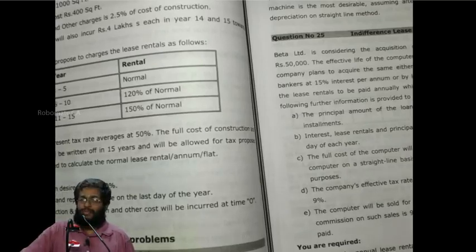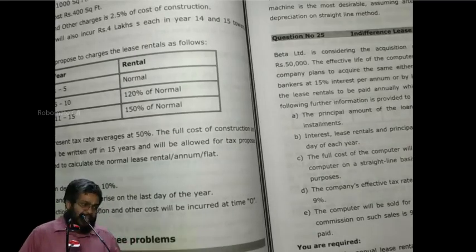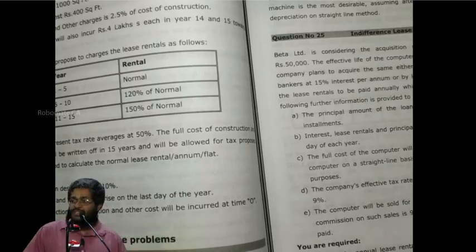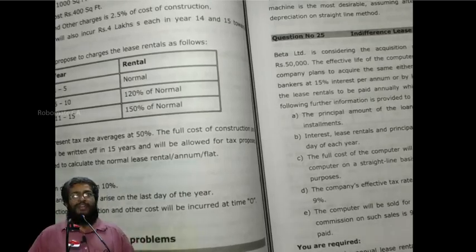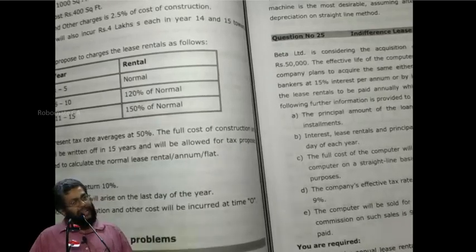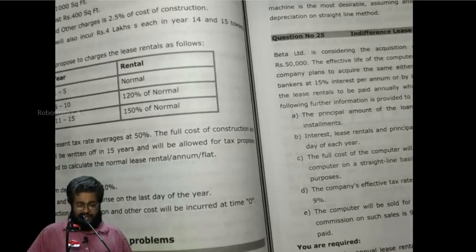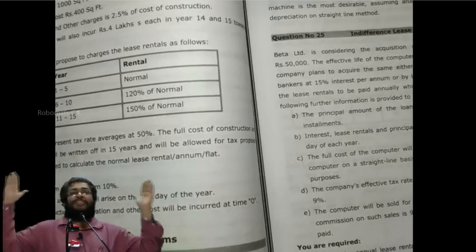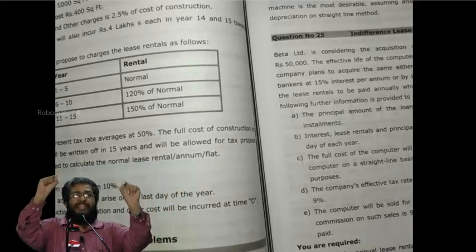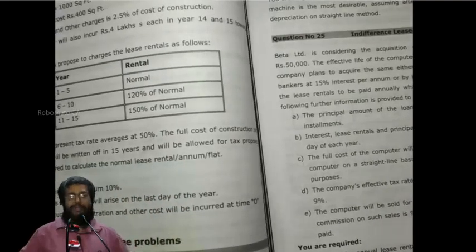36,000 into 1 minus 0.5. Anything before tax into 1 minus tax rate gives you after tax. Lease rental after tax is equal to 36,000 into 1 minus 0.5. What's the amount here? 18,000. Lease rental after tax is 18,000. Stop writing and tell me, this is a rent I'm going to pay 1 year or every year? Every year. For how many years? 3 years. So to find the discount, which factor do I use?